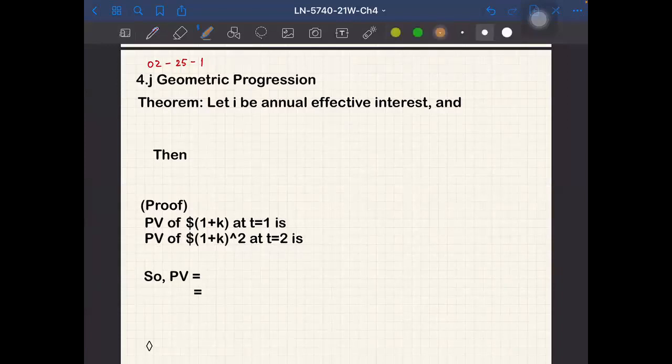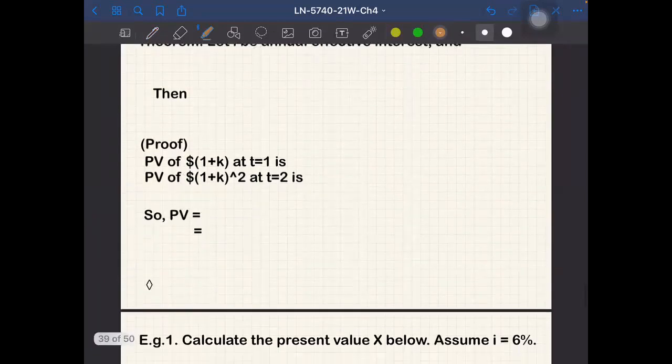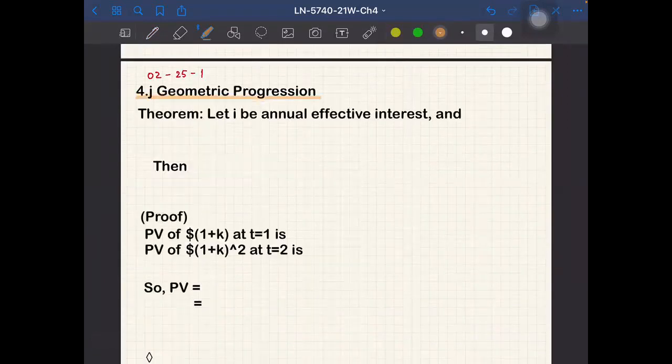Hi, we start the new section, this 4J, the geometric progression. So in the previous sections, we talked about the annuity whose payment amount is increasing linearly, but here it is increasing geometrically.